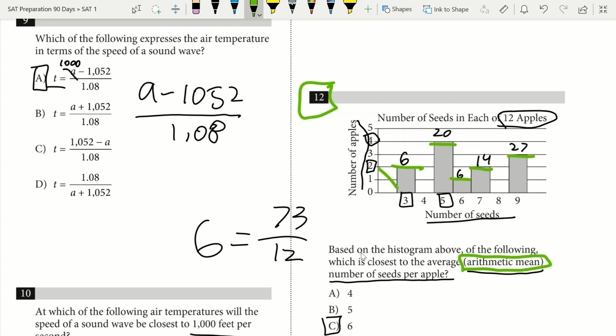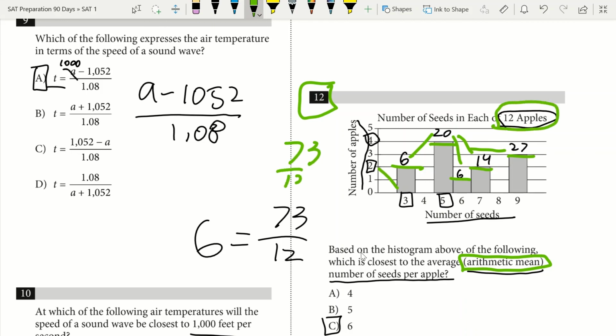I'm going to go ahead and add all of those up. I'm going to get 26 from those two. 26 plus 6 gives me 32. 32 plus 14 is going to give me 46. 46 plus 27, I'll put that in my calculator. 46 plus 27 is going to give me 73. So I'll have 73. I see I have 12 apples in total.